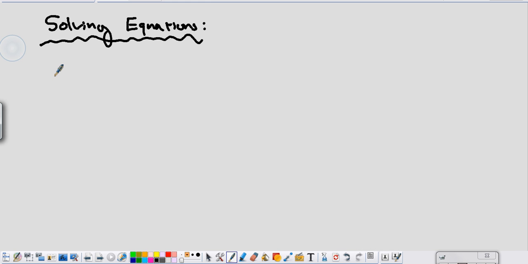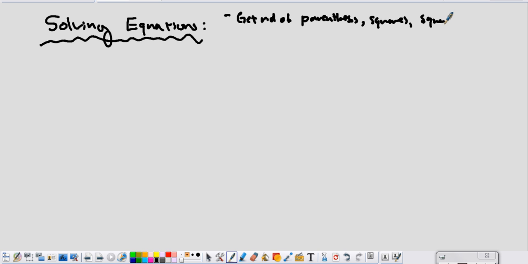Today in 5-Minute Math, we're going to talk about solving equations and the general steps that you would go through in order to solve an equation. The first one is, whenever you're solving for a particular variable or isolating a variable, you always want to first get rid of any kind of parentheses or squares or square roots and so on, in which your items are contained.